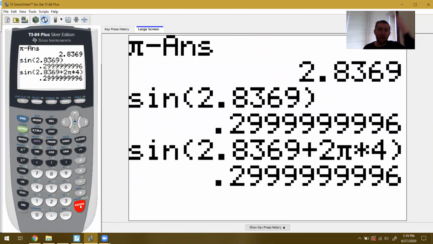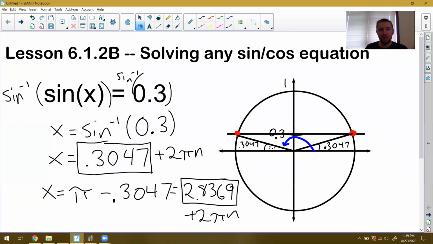I get the same answer, right? I get 0.299999, which is basically 0.3. So this shows that these two answers, 0.3047 around and around, and 2.8369 around and around, are the solutions to sine of x equals 0.3. The first answer came from sine inverse on my calculator. The second answer came from my unit circle, recognizing that these two angles are the same, so I can do pi minus the first angle to find the other x value.